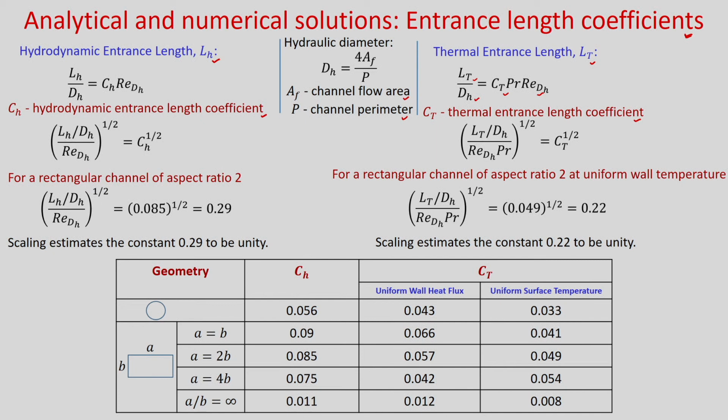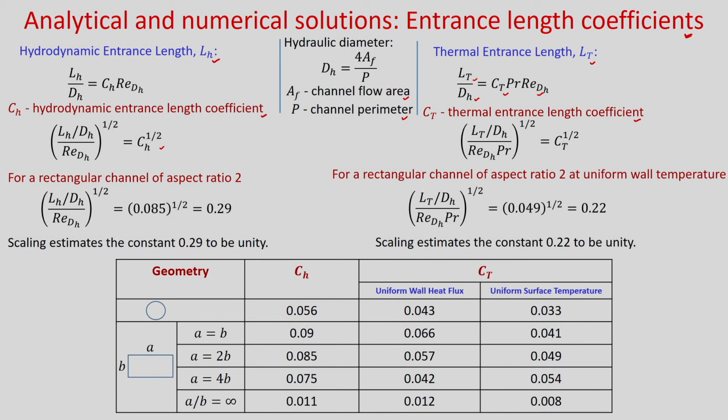So, you can see that we can rewrite this in the form L_h by d_h divided by Re_dh to the power half is equal to C_h to the power half, and this also we can write as L_T by d_h divided by Reynolds number based on hydraulic diameter into Prandtl number to the power half is equal to C_T to the power half. Using scale analysis we have shown that both are order of 1. So, after doing analytical or numerical solution, these entrance length coefficients are found for different geometries.